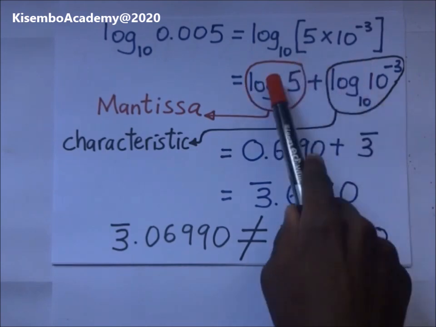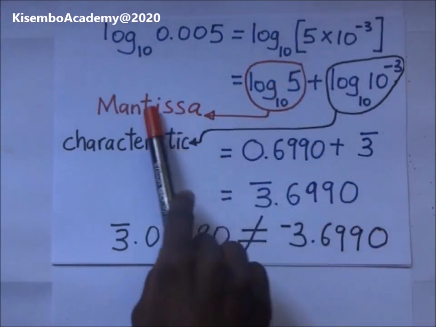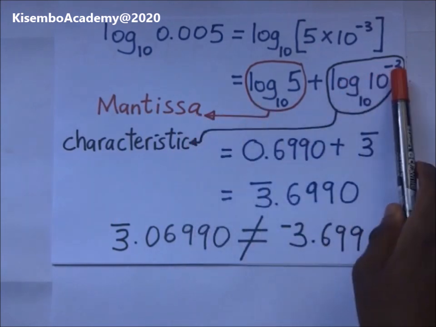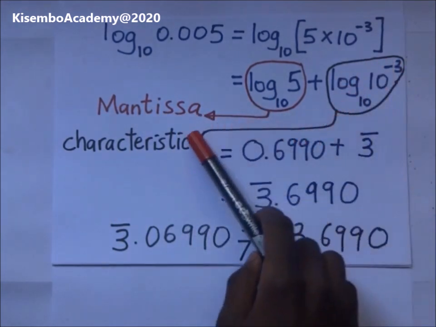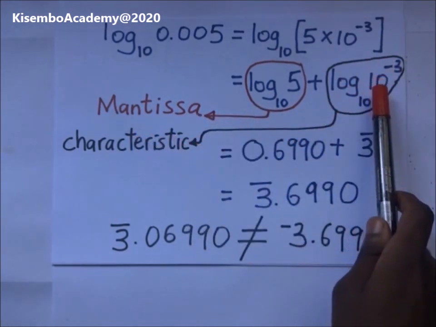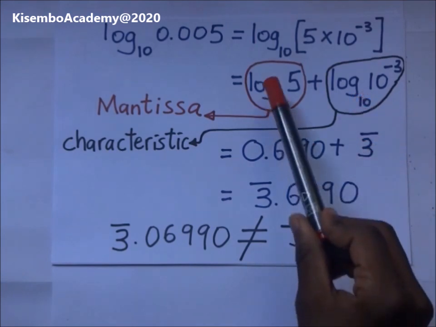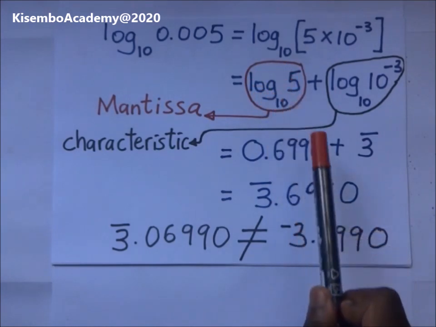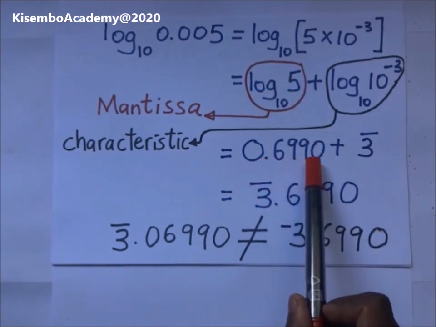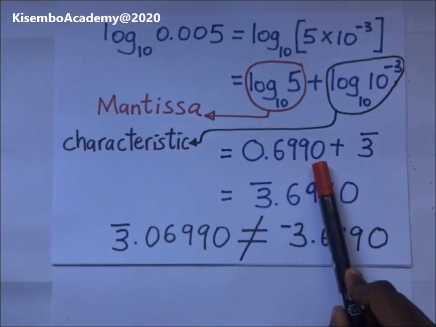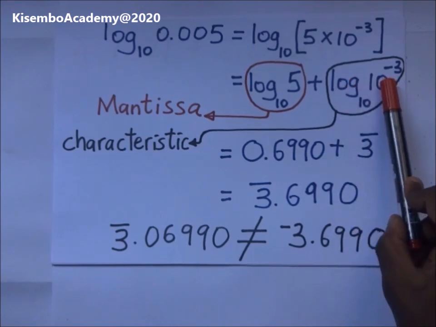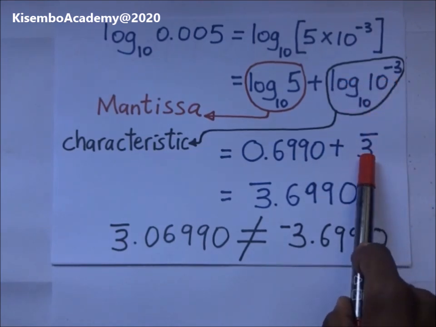And in such cases, this positive one is called the mantissa, and this is the negative characteristic we are talking about. Now, in this video, we want to learn how we deal with these negative characteristics. So, when you continue, when you find the log of 5 in your tables, it is 0.6990. And definitely this is going to remain as negative 3.